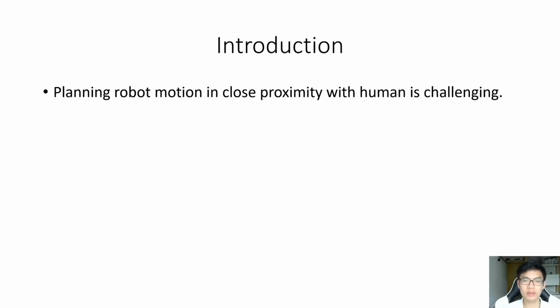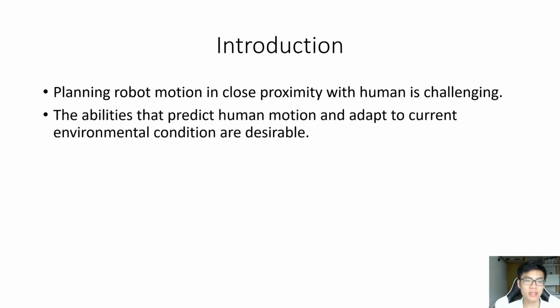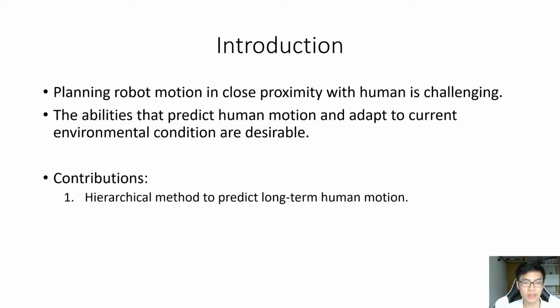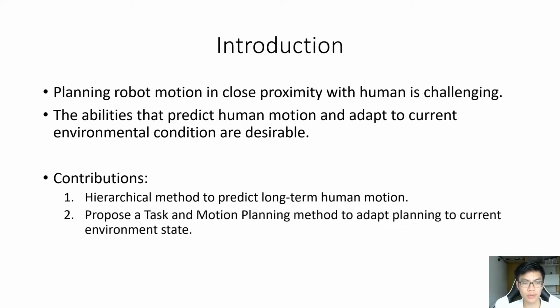The robot must not interfere with humans or even collide with humans. So the ability to forecast human motions and the robot's blending capability to adapt to current environmental conditions are very beneficial. So in this paper, we propose a hierarchical method to predict long-term human motions and also propose a task and motion blending method to adapt blending to the current environment.